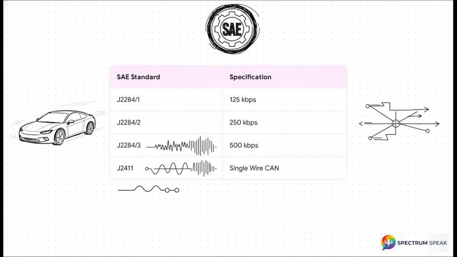Let's see how this maps to the U.S. market. Here, the Society of Automotive Engineers, or SAE, maintains standards like the J2284 series. Notice how this explicitly specifies high-speed CAN operations at very specific transmission rates, 125, 250, and 500 kilobits per second. You'll also see J2411 on there, which dictates the strict rules for single-wire CAN networks.